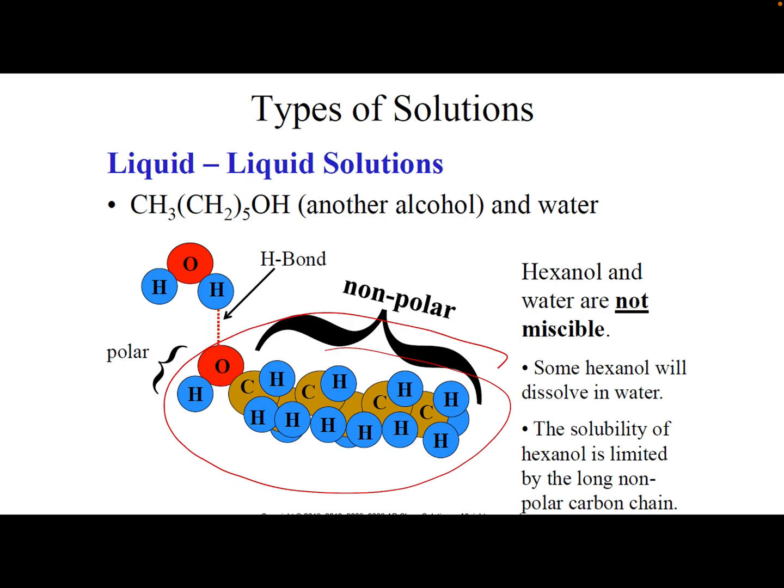So alcohols with more than 3 carbon atoms in a chain are not miscible in water. That nonpolar part becomes too big. The solubility of alcohols in water decreases drastically as subsequent carbons are added, and alcohols with more than 6 carbons are not soluble in water.